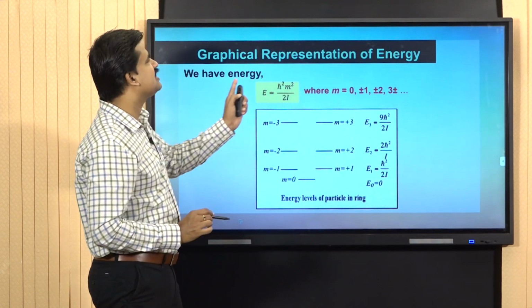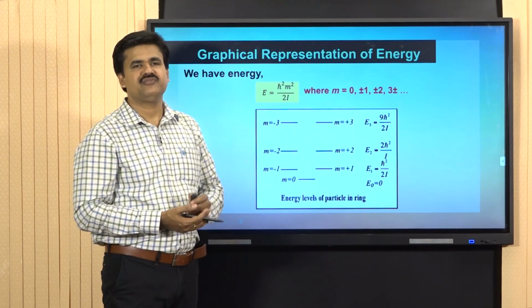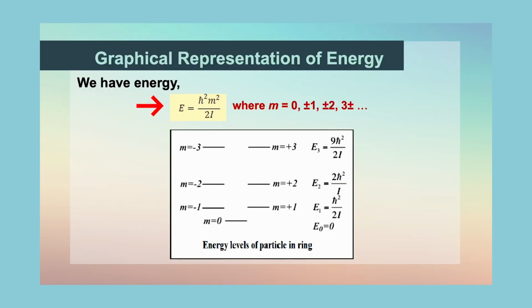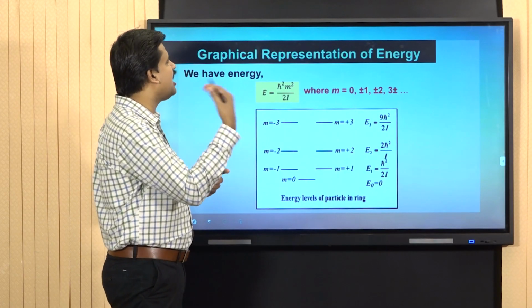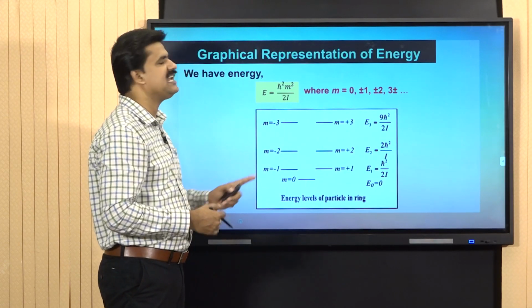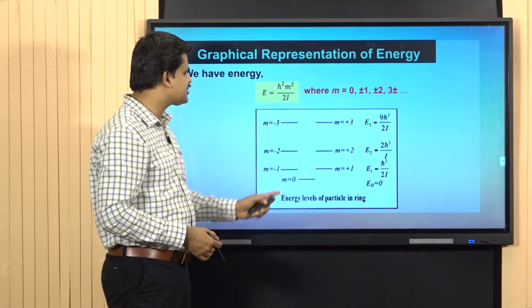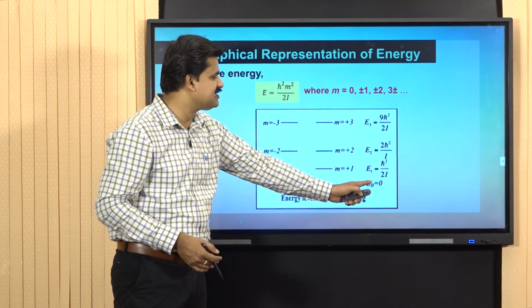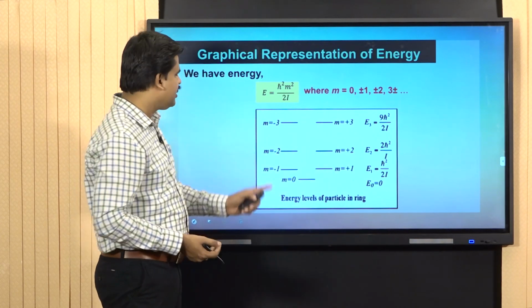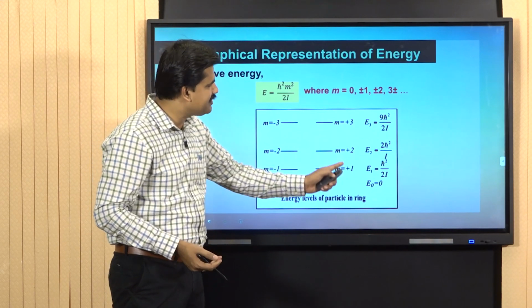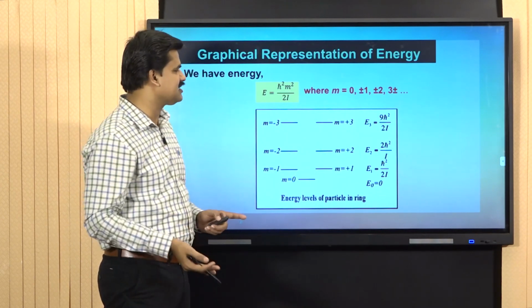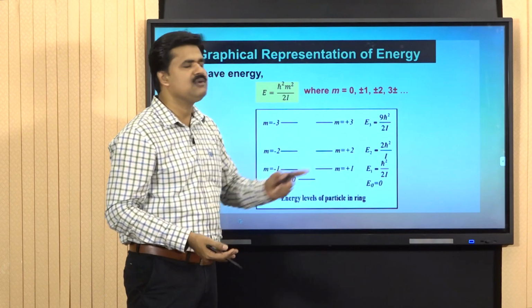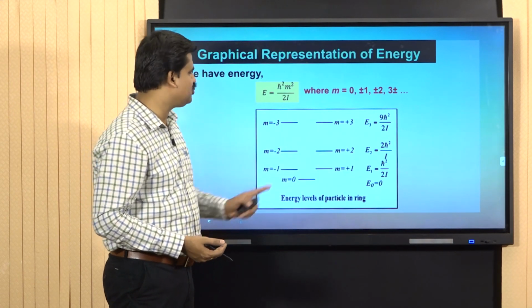Now, the graphical representation of energy. We have energy E is equal to ħ square m square by 2I, where m is equal to these values. By putting different values for m, we will get several energy levels. If I put m equal to 0, the energy is also equal to 0. Now, m equal to minus 1 or m equal to plus 1 will give the same result, that is E1, E1 equal to ħ square by 2I.